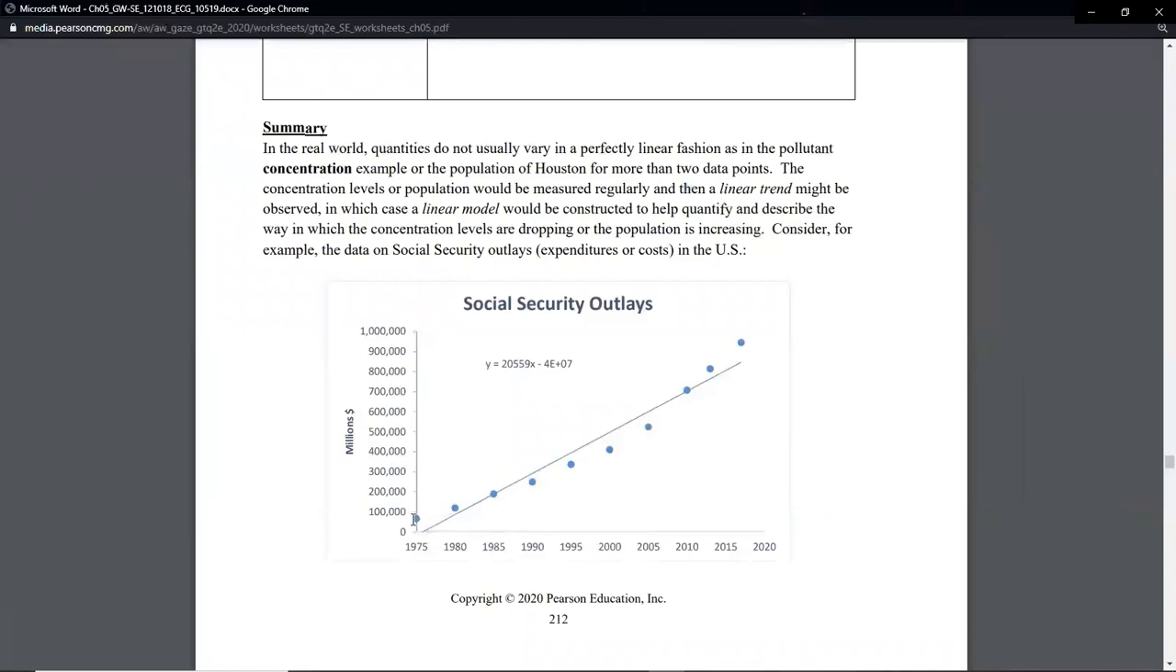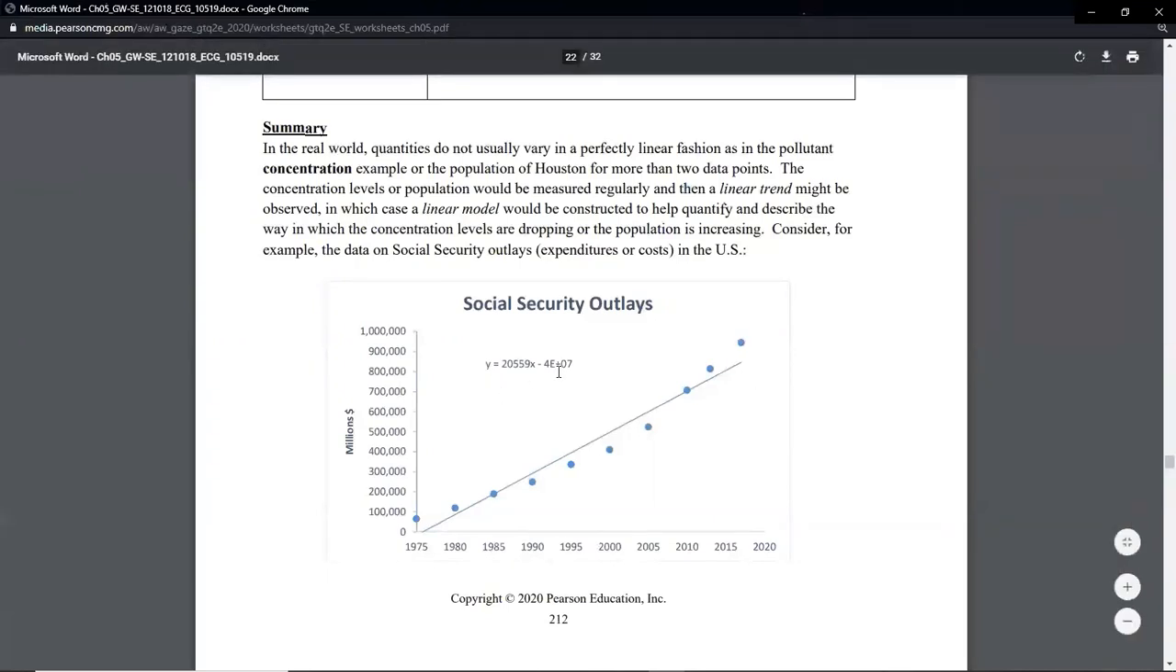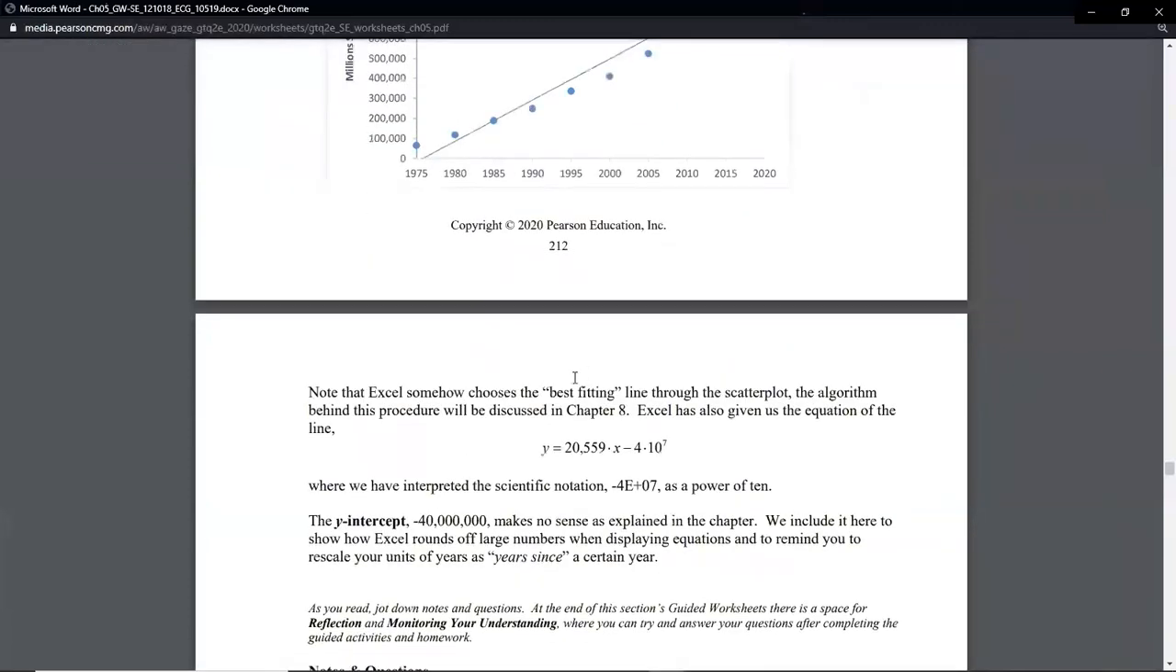So this line is considering every single one of these points, and you could think about it as trying to minimize the average distance from the line to the point in a vertical sense. If that confuses you, don't overthink it. Just think that it's trying to make this line fit all of these points as best as possible in consideration of all of the points, not just the first and the last, which would be like an anchored method. So Excel somehow chooses this best fitting line, the line of best fit that I mentioned, and they say that we'll talk about it in chapter 8, although we actually won't.